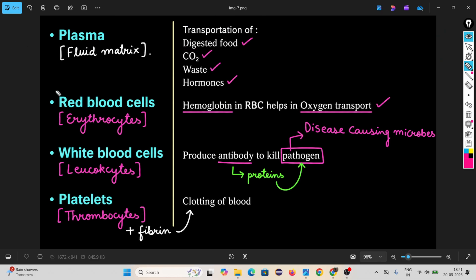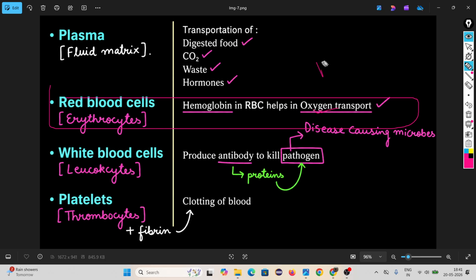Then what is the function of RBC? RBC is also called erythrocytes. Hemoglobin in RBC helps in oxygen transport. Look, plasma transports digested food, carbon dioxide, waste, and hormones. But if you look at the RBC function, it is transportation of oxygen. Actually, RBC contains one red color pigment called hemoglobin. This hemoglobin has the ability to transport oxygen.